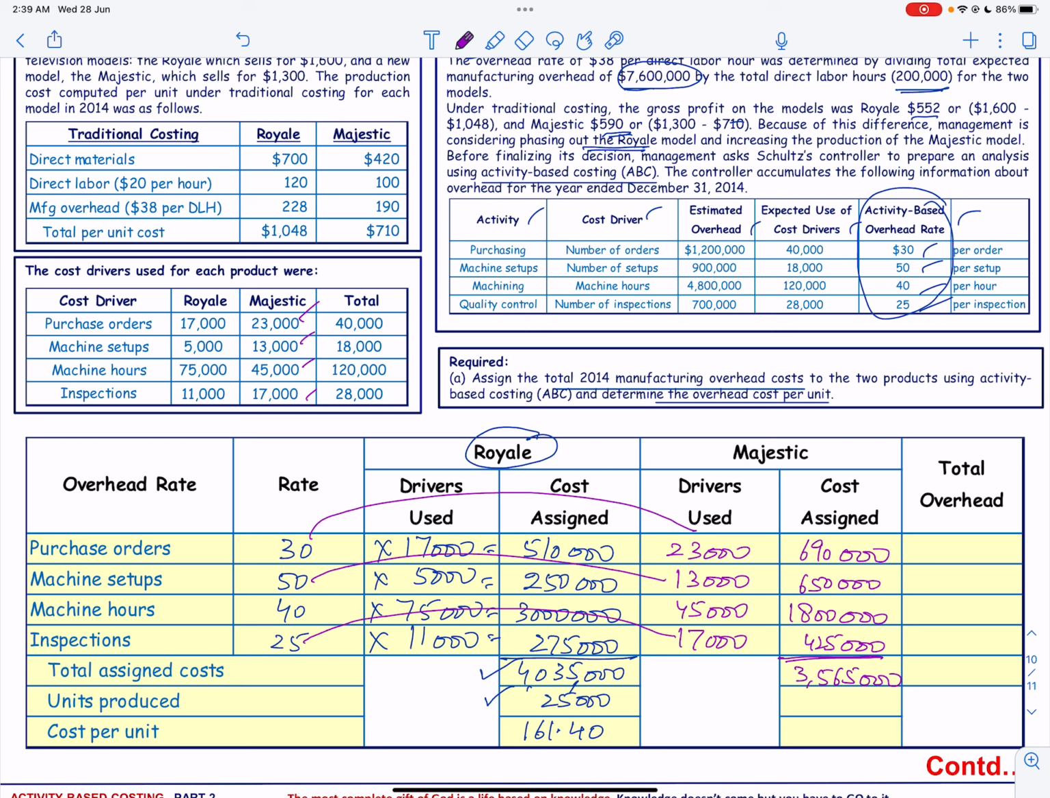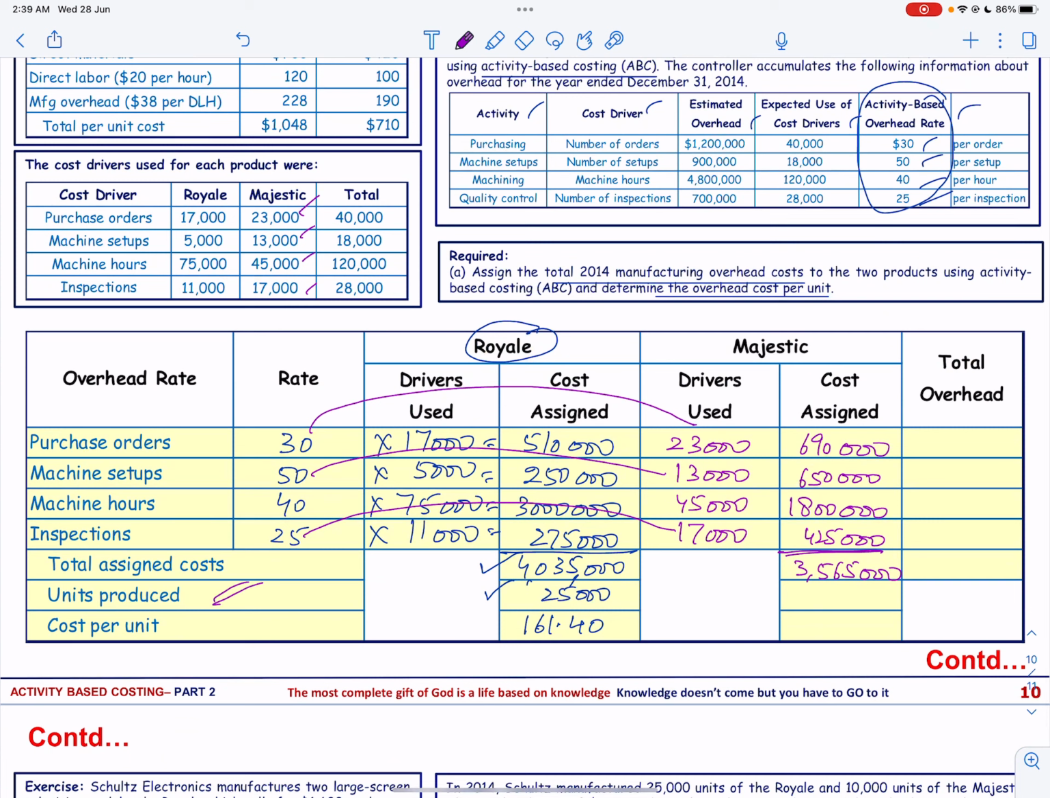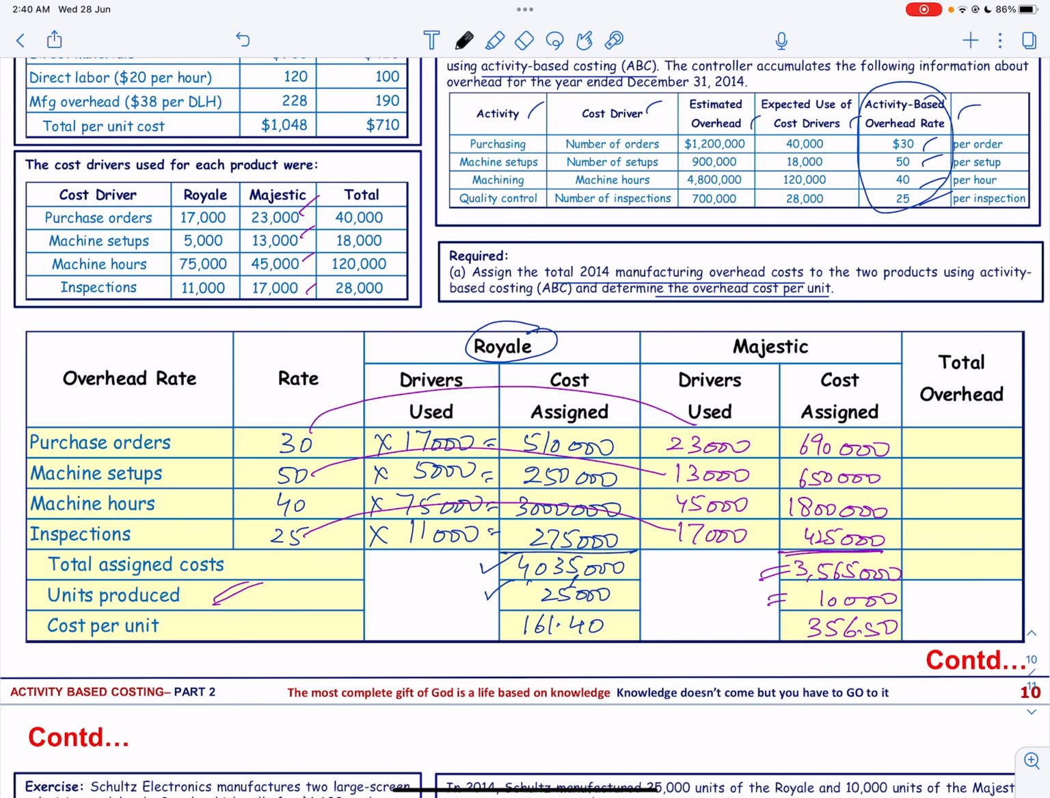So the total cost assigned for Majestic will be 3,565,000, and they have produced 10,000 units of Majestic. So the units produced are 10,000, and the cost per unit will be 3,565,000 divided by 10,000, that is 356.50.